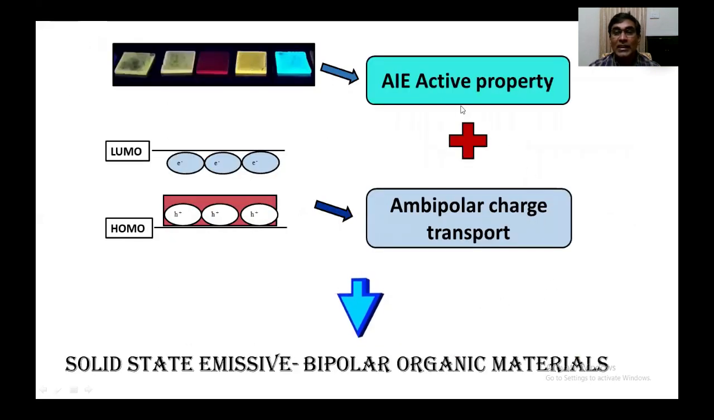So having a particular acceptor core central moiety, and adding these diarylamines and cyclic heterocyclic amines, and getting the AIE property within that. This is our first report, also getting the ambipolar charge transfer property in these molecules. So these can be utilized as solid-state emissive ambipolar organic materials in optoelectronic devices.